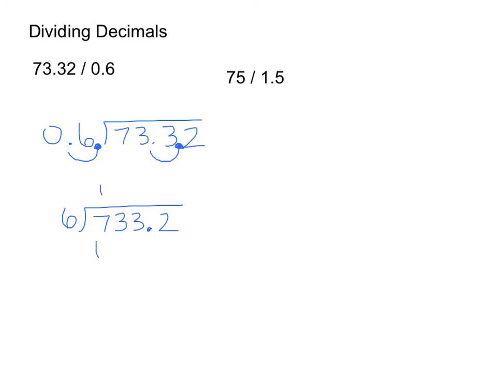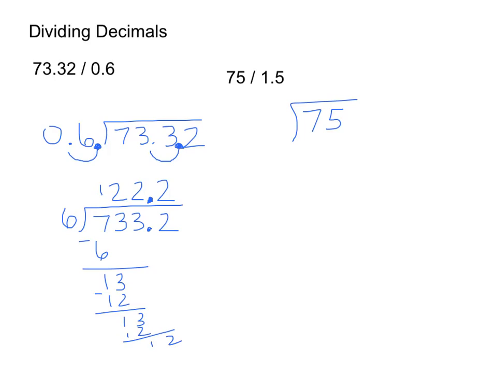It goes in here once. 6, subtract. 13, 2, 12, 1. 13, 2, 12, 1, 2. And my decimal point goes straight up. So my answer is 122.2. Okay, let's do one more. I have 75 divided by 1.5. No decimal here in my divisor. I'm going to move it over all the way to the right.